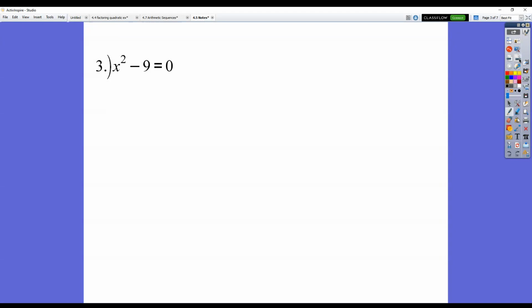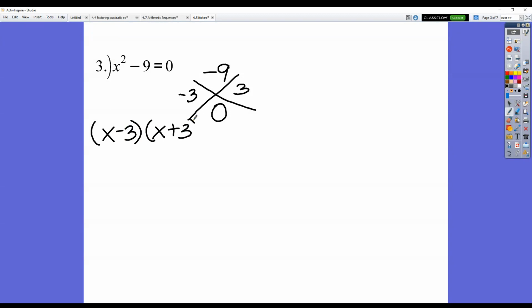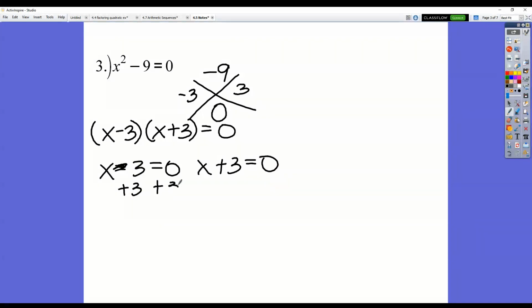Question 3, this is a difference of squares. You can factor using the x, it's got to multiply to -9, add to 0, which would be -3 and +3. So we get x minus 3 equals 0, x plus 3 equals 0. So add 3, x equals 3, and x equals -3.